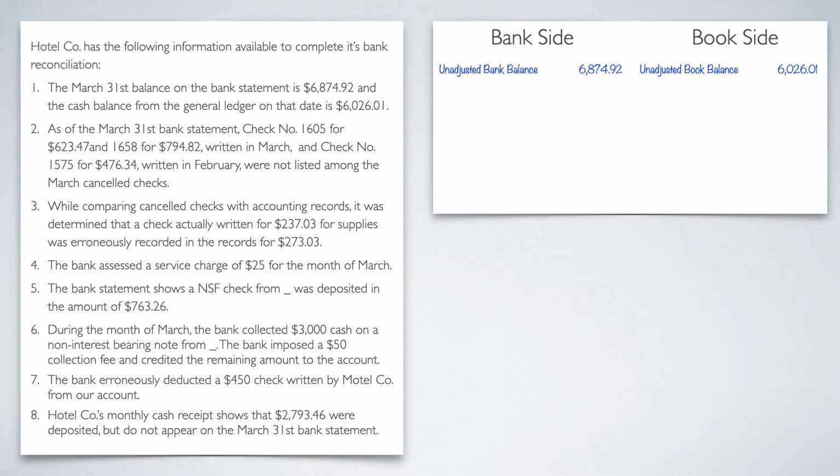Now let's go to part two. It says, as of March 31st bank statement, check numbers 1605 for $623.47 and 1658 for $794.82, written in March, so written this month, and check number 1575 for $476.34, which was written in February, so it was written last month, were not listed among the March canceled checks. So one thing here is you need to understand, canceled from a bank's perspective means that they've gone through. It's not like where we cancel a check and it's voided. It's the bank's voiding. They've gone through the bank.